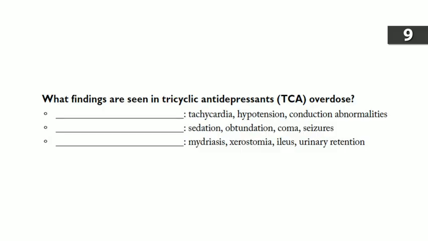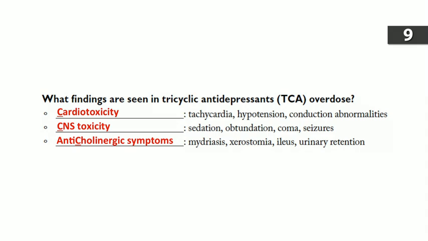There's a little mnemonic for this, and these are the tricyclic drugs, and the symptoms of overdose are the tri-Cs, so 3 groups that begin with C. The first one is cardiotoxicity, which includes tachycardia, hypotension, conduction abnormalities, and arrhythmias. The next group is CNS toxicity. So these patients could be sedated, they could be obtunded, they can go into a coma, they might have seizures. Then the third bullet is anticholinergic symptoms: mydriasis, xerostomia or dry mouth, ileus, urinary retention.